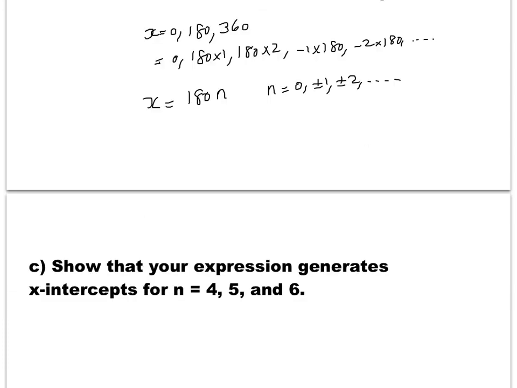Now it's asking: use the expression that we found previously and substitute the values n equal to 4, 5, and 6. So the values become x4 is 180 times 4, which is going to be 720. For 5, x5 is going to be 180 times 5, which is 900. And the last one for 6 is going to be 180 times 6, which is going to be equal to 1080.